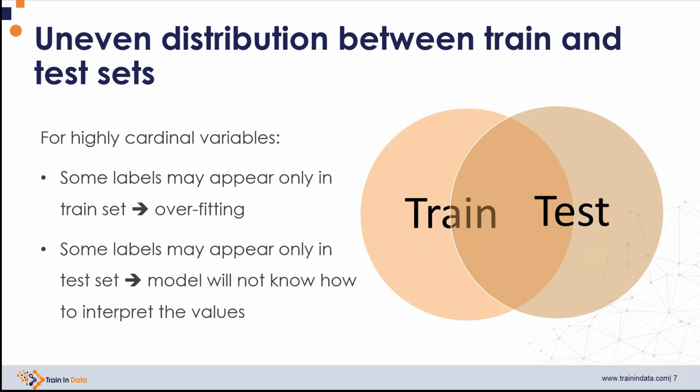When splitting into train and test set, some categories of the variable may land only on the train set and some only on the test set. If labels or categories land only on the training set, the trained models may end up overfitting to those labels. And on the other hand, if the categories appear only on the test set, the models will not know how to interpret that label, because they haven't seen those while they were being trained.